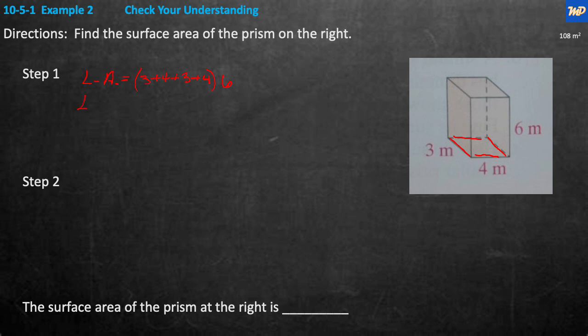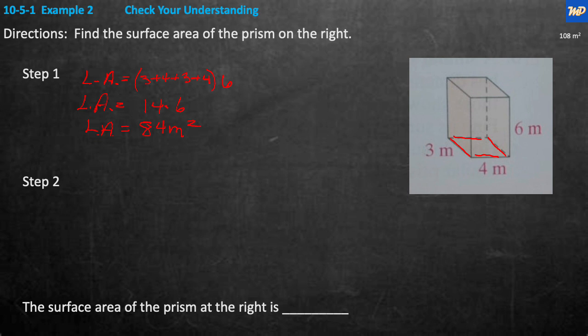So the LA, lateral area, is equal to what? Let me write this in. 14 times 6. LA is equal to 14 times 6, which is what? 6 times 10 is 60. 6 times 4 is 24. So it's going to be 84. 84, what do we have? Meters squared. Notice how it's meters squared?